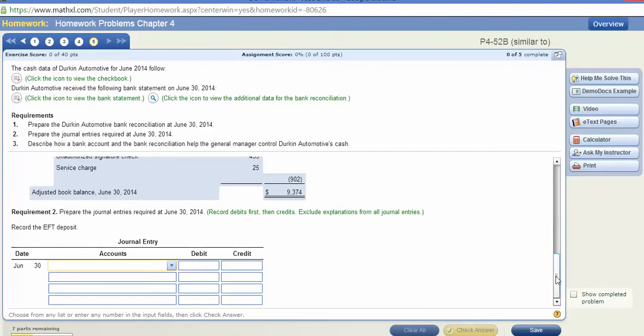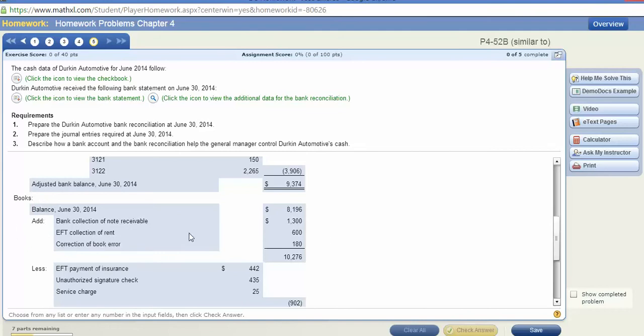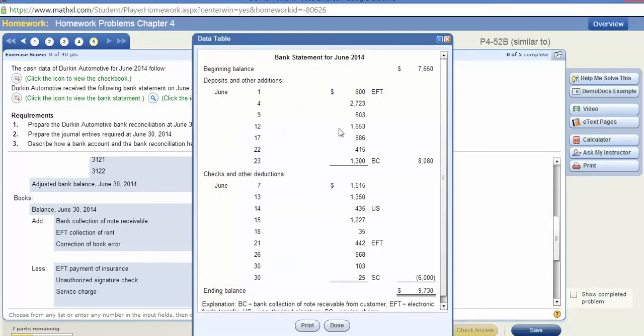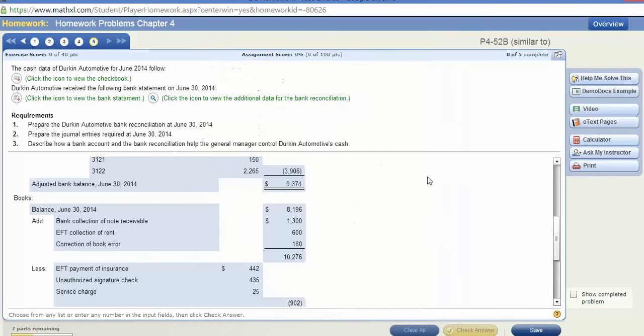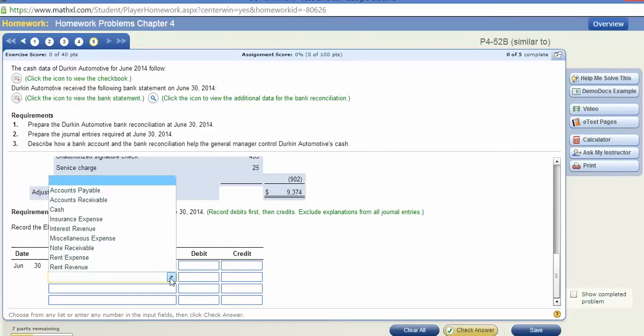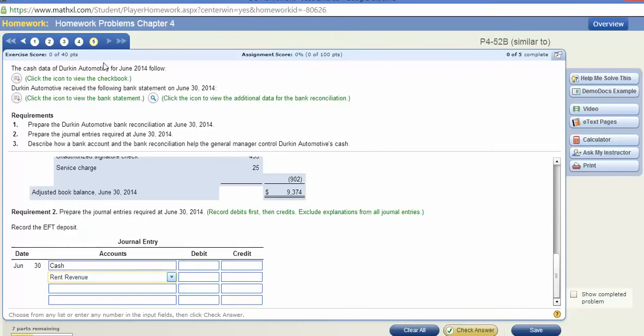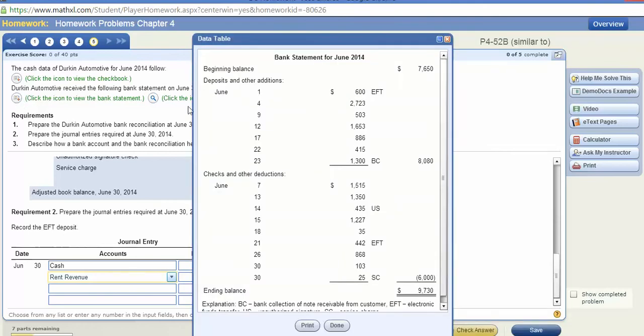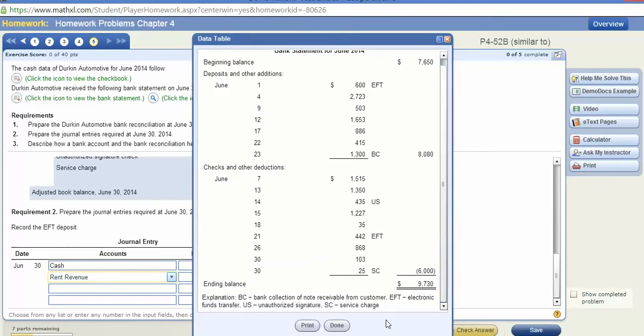Okay, so you will notice here the books did not know about this EFT deposit until they saw the bank statement. Remember the bank statement over here says, hey, I want to let you know you got a $600 EFT, electronic funds transfer. So let's go ahead and make that entry. Come over here, and we're going to make an entry to, obviously, cash, because we're getting money. So we will debit cash, right? And we're going to credit rent revenue. Why rent revenue? Because it tells you what it is, right? It says right here, EFT $600, and it says electronic funds transfer coming in.